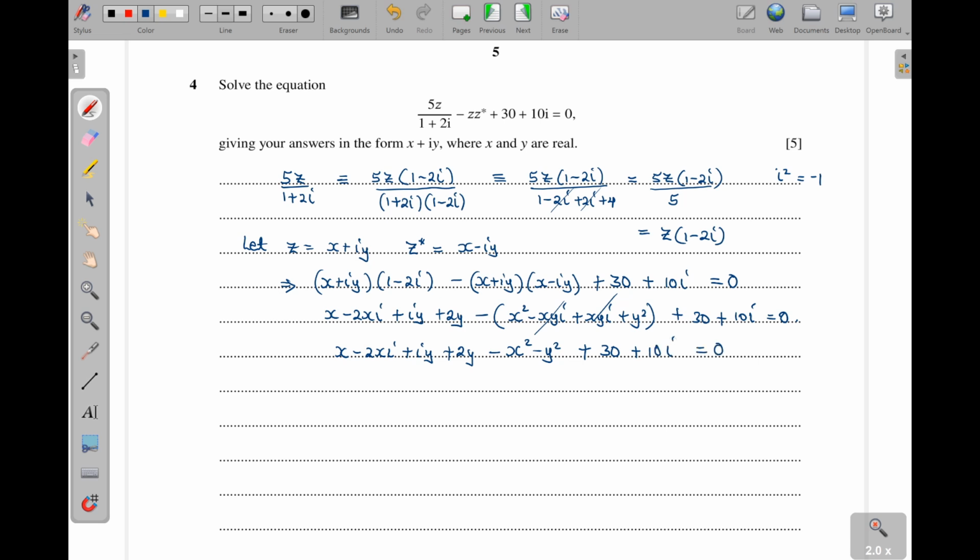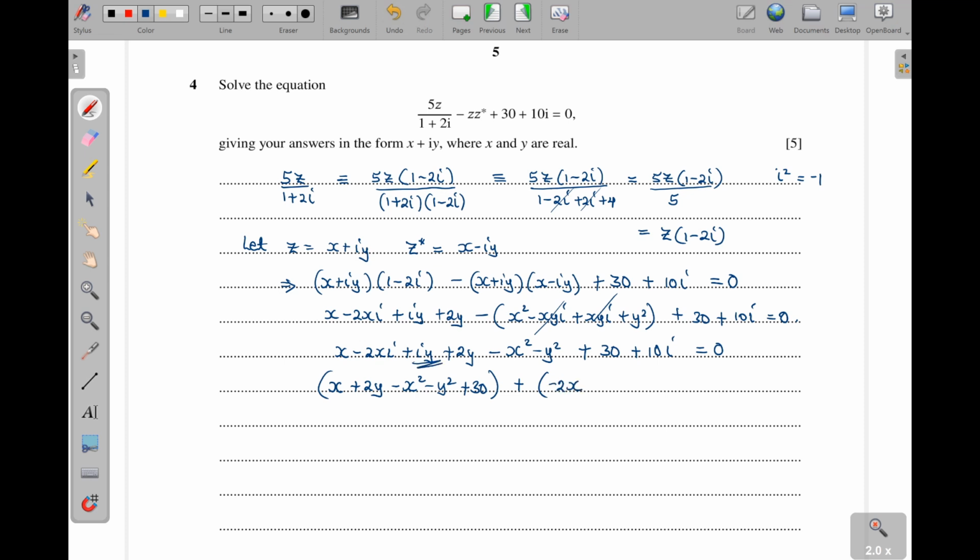Now what we are going to do is to separate the real from the imaginary. So the real, we are seeing x here, then 2y. The ones that don't have the i, so we have these two also, minus x squared minus y squared. Then there is also 30. So plus 30. This is the real part. Then the imaginary part, we are having negative 2x.